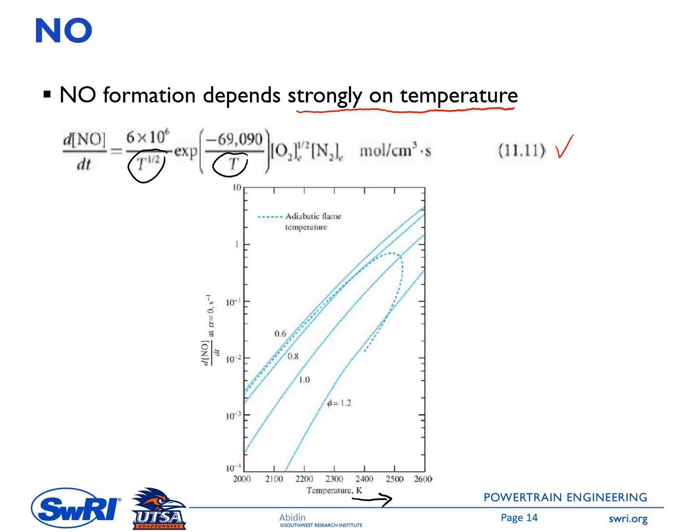You can see here that for any phi number, the NO production increases with the temperature increase. Also with a leaner mixture, so in this case you have a smaller phi, the NO formation also increases. So you see that NO is strongly a function of temperature and the amount of air.